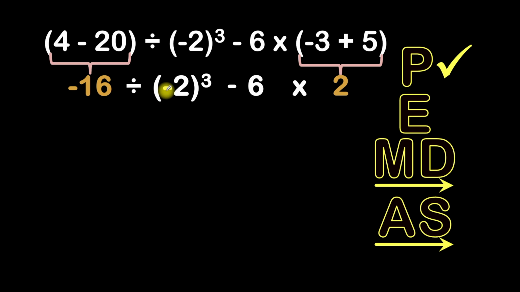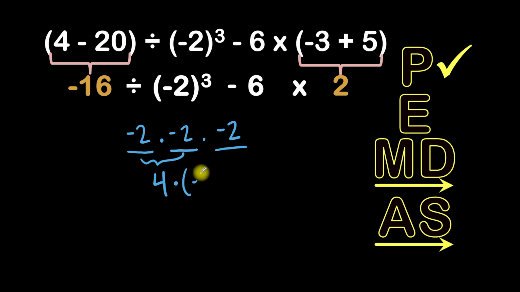Now this is tricky. Negative 2 to the third power means I'm multiplying that base 3 times. This means I'm multiplying negative 2 times negative 2 times negative 2. Negative 2 times negative 2 is positive 4. But now I have to multiply it by negative 2. And when I do that, that's going to give me negative 8. So I'll put negative 8 right under here.